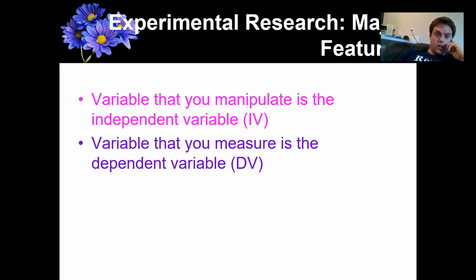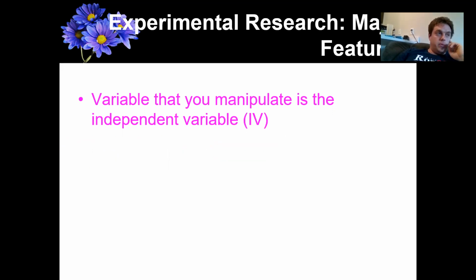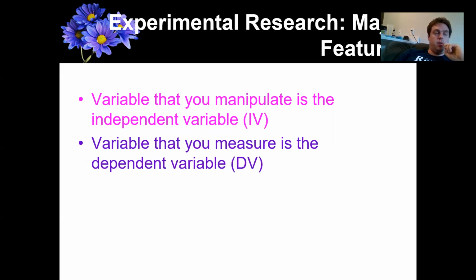So the variable that you manipulate when you're running an experiment is going to be known as the independent variable. Hopefully you're taking notes on all this, but if you're not, definitely write this down. Independent variable is the thing that you manipulate, the thing that you change. Does it have an effect on the dependent variable, which is the thing that you measure?